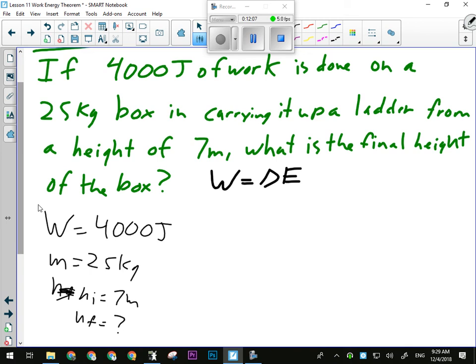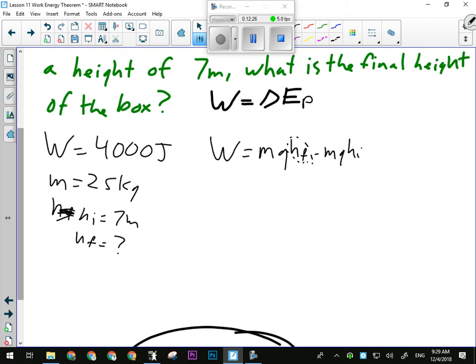Work is a change in energy. In this case, it's a change in potential energy because we're changing the height and not the speed of the box. So work equals m times g times h final minus m times g times h initial, and I'm looking for h final. What should I do with m g h initial right now? Add it to the other side. I've got to move it over, because work plus whatever I had at the beginning will equal what I had at the end. So the change in energy plus the initial energy equals the final energy.